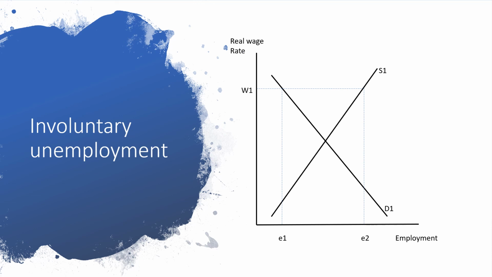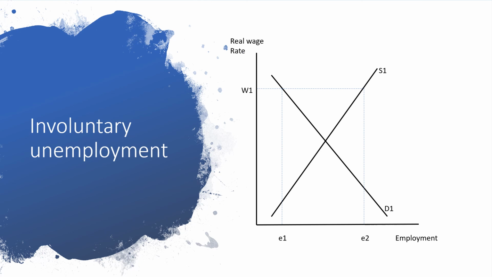At the same time, the minimum wage has caused the supply of labour to extend. People who previously weren't interested in working are now looking for a job. The problem is that there are not enough jobs available. The minimum wage has caused a permanent disequilibrium in the labour market. This disequilibrium is an excess supply of labour of E1 to E2.